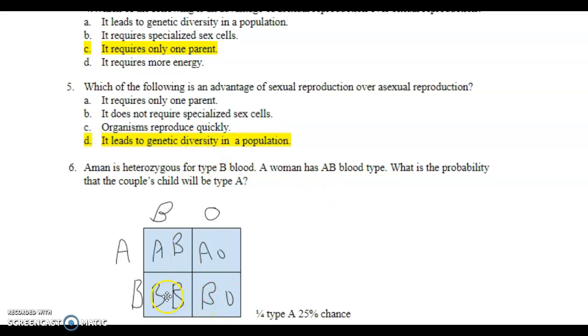Okay. And again, here's an example of our genotype, phenotype thing. We have 1 that is genotype BB and 1 that is genotype BO, but both of those would be phenotype type B. Okay, and this one, 25% would be phenotype AB.